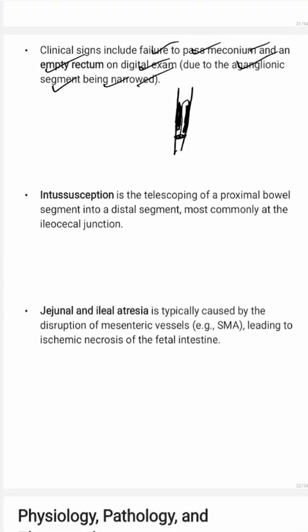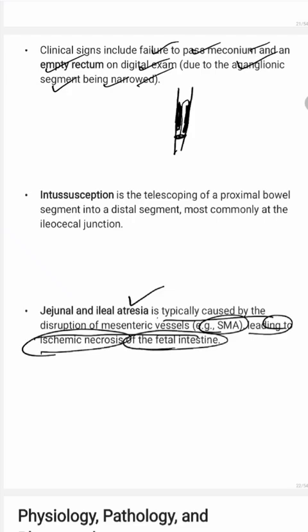Now, jejunal and ileal atresia is typically caused by a disruption of the mesenteric vessels, the superior mesenteric artery, leading to ischemic necrosis of the fetal intestine. So jejunal and ileal atresia is typically caused by disruption of these mesenteric vessels, and it leads to ischemic necrosis of the intestine. So that's all about anatomy.